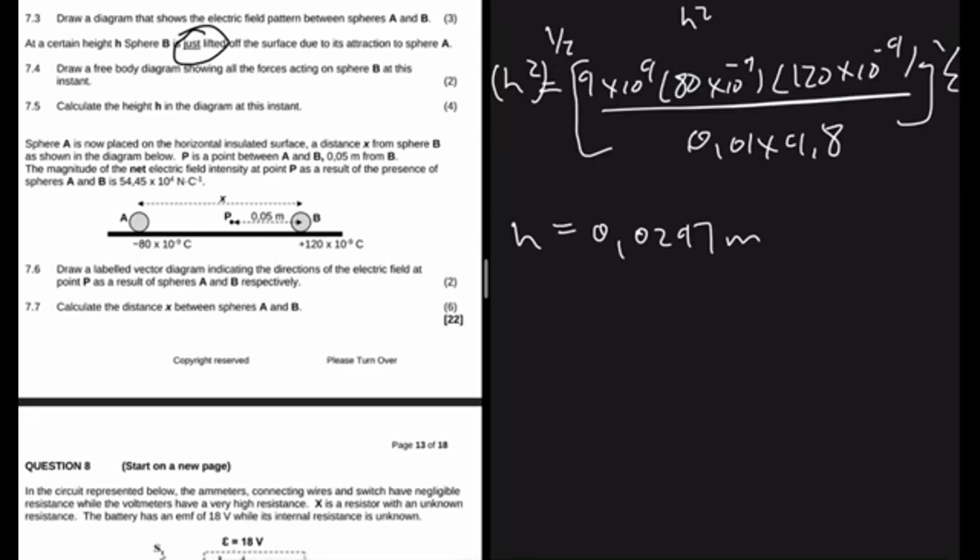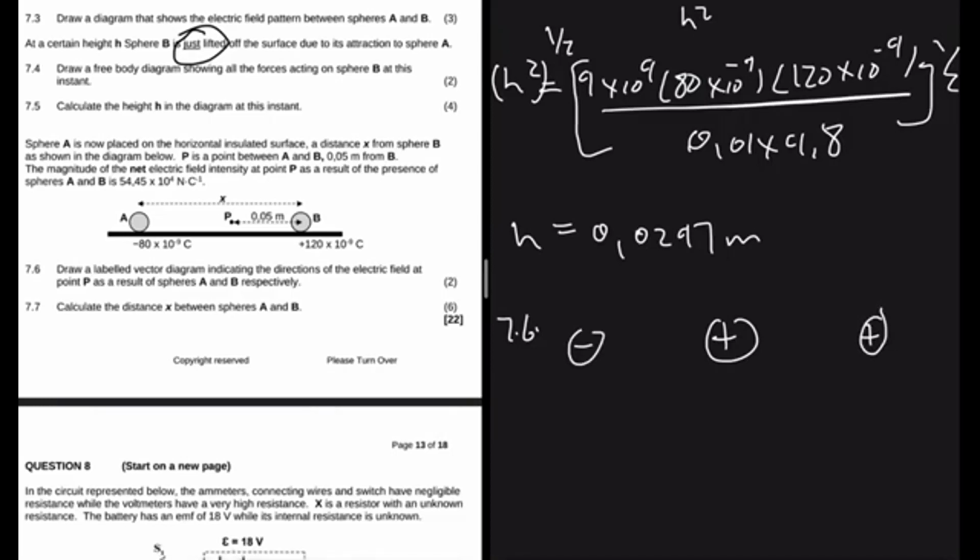And then 7.6 says draw a labeled vector diagram indicating the directions of the electric field at point P as a result of spheres A and B. So point P is a point charge, right? So we always assume that it's positive. And then sphere B is positive, right? And then sphere A is negative.